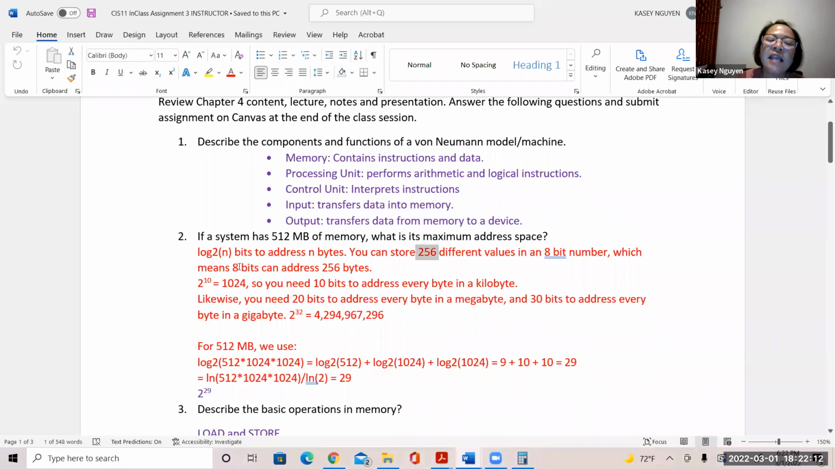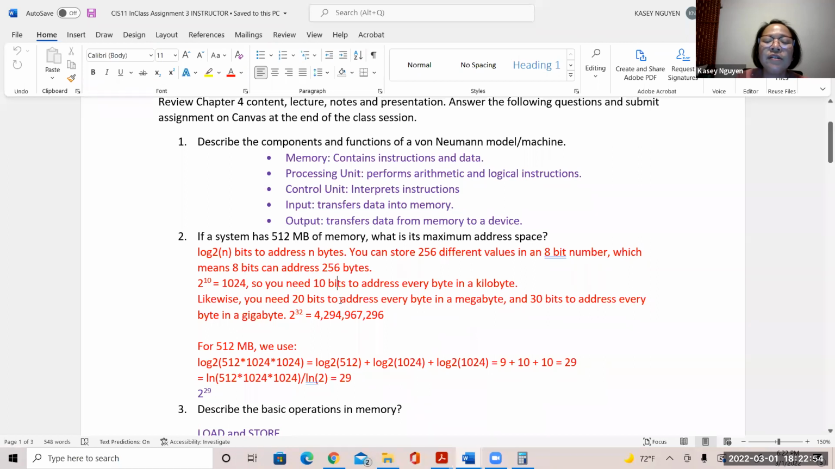So that means that 8 bits can address 256 bytes, okay? Now, when you go further on that scale, let's say that we need to convert this to kilobytes or megabytes. We have to multiply the bytes by 1,000, and so that will be approximately 2 to the 10th power, okay? So when we say kilobytes, that will be 2 to the 10th, okay?